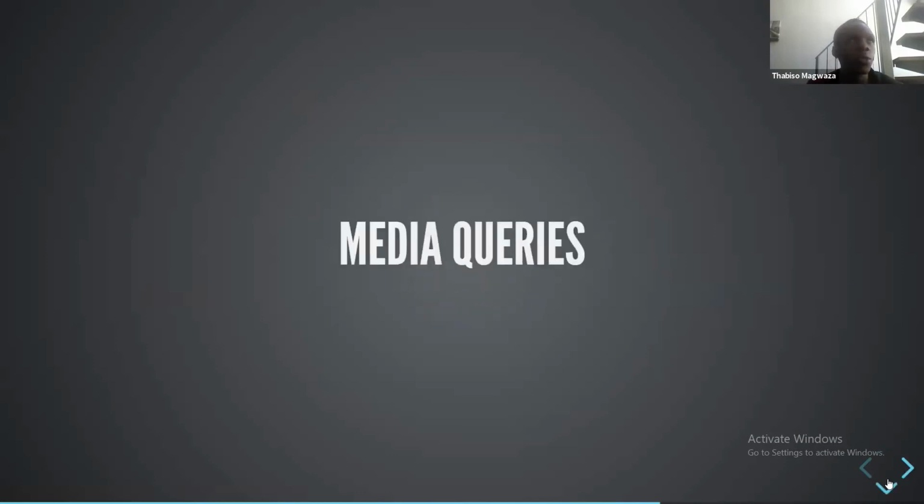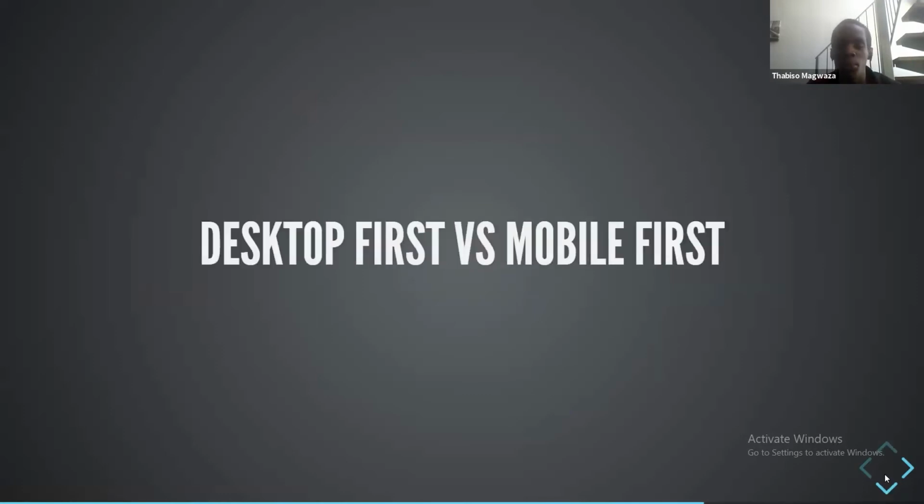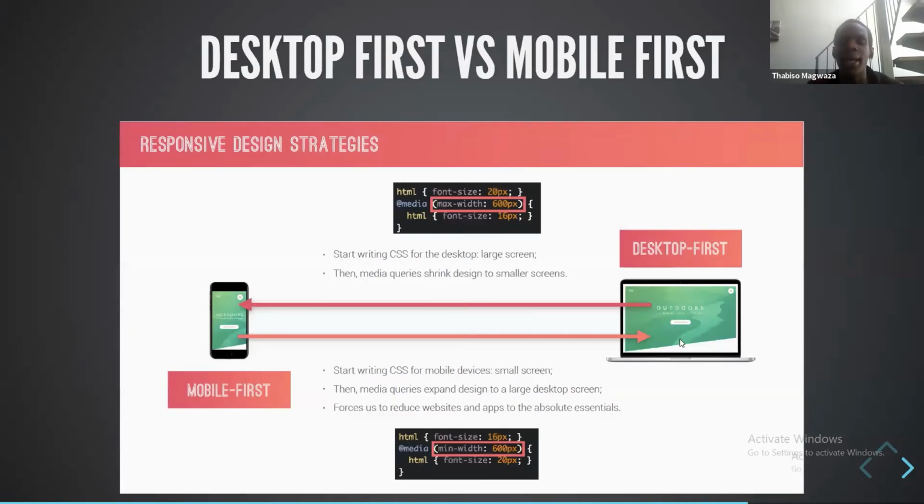So with media queries, what you normally want to do first is to decide whether you're going desktop first or mobile first. And then from there, the difference between desktop first and mobile first is that in desktop first, you have your CSS written for your desktop, and then you use media queries to shrink your design to fit into a mobile screen. And then for mobile first, you will have your CSS written for the mobile, and then you'll use your media queries to sort of expand your design to fit the desktop screens and the other screens that you can use.